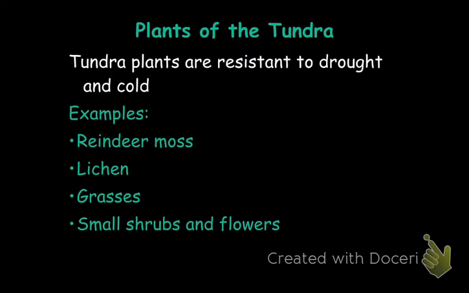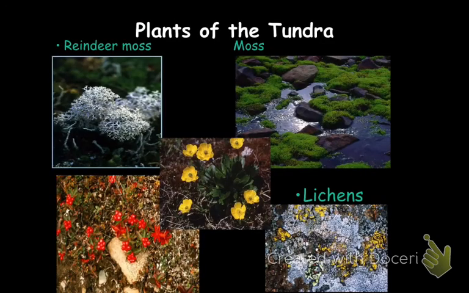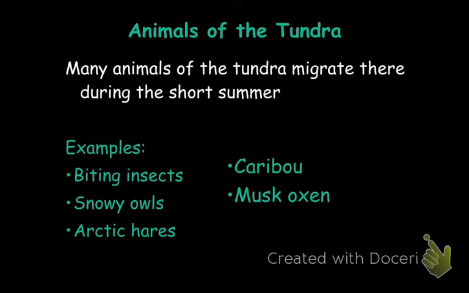You've got reindeer moss, lichen, and grass. So the reindeer moss, as you can see up here, kind of looks like little antlers. They've got a lot of lichen. If you've ever seen white stuff on trees, kind of looks like white tree bark, that's what we call lichen. It's kind of like a moss. But these are the types of plants they typically have.